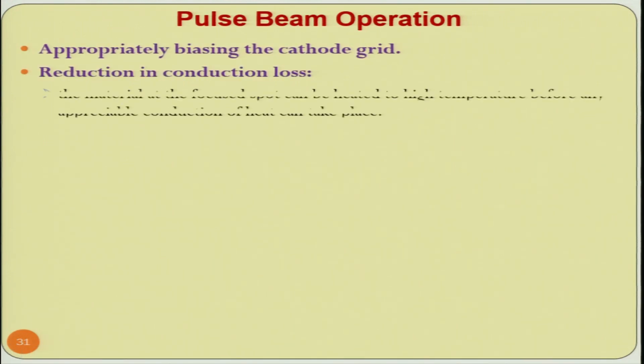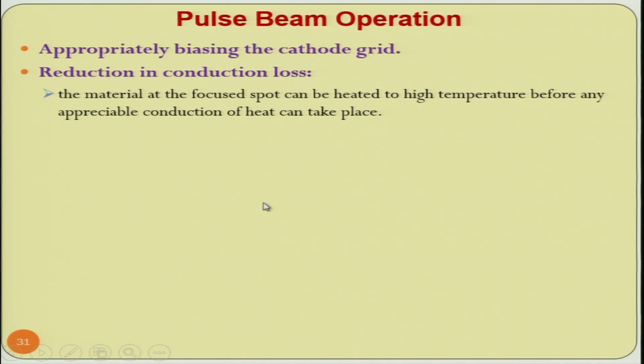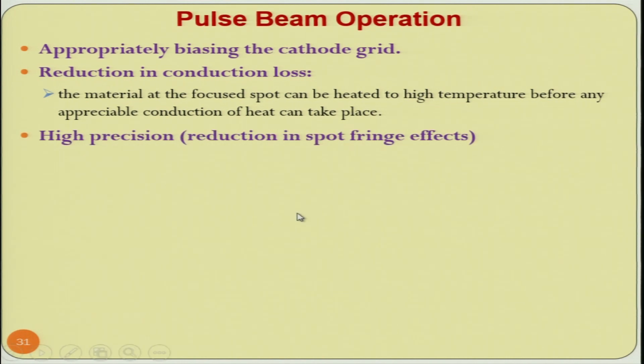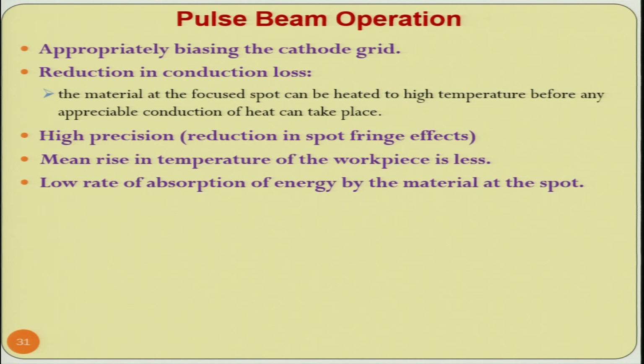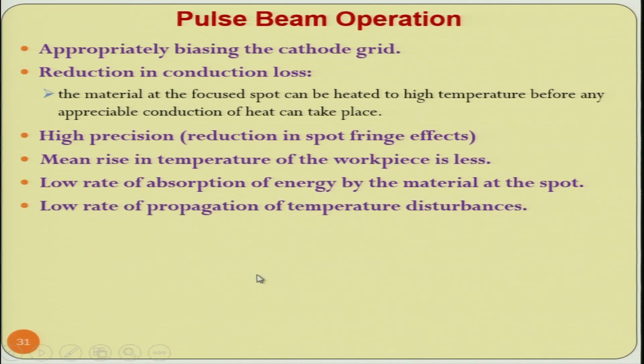Pulse beam operation, appropriately biasing the cathode grid, gives reduction in conduction loss. The material at the focused spot can be heated to high temperature before any appreciable conduction of heat can take place. High precision, reduction in spot fringe effects, mean rise in temperature of the workpiece is less. Low rate of absorption of energy by the material at the spot, low rate of propagation of temperature disturbances.